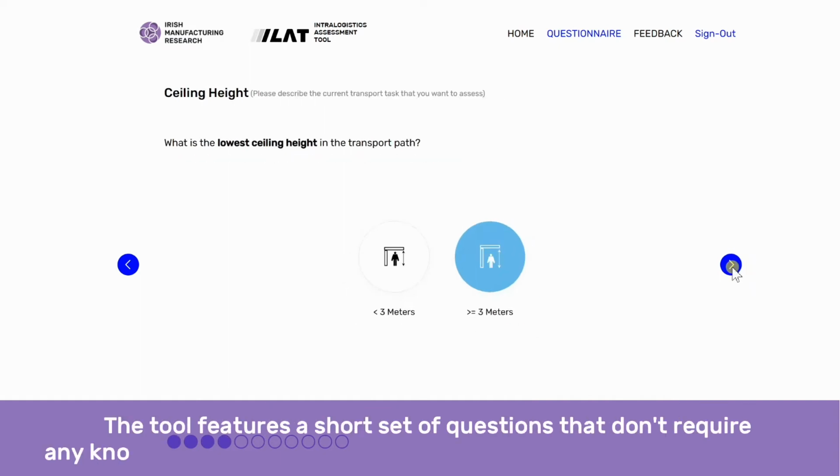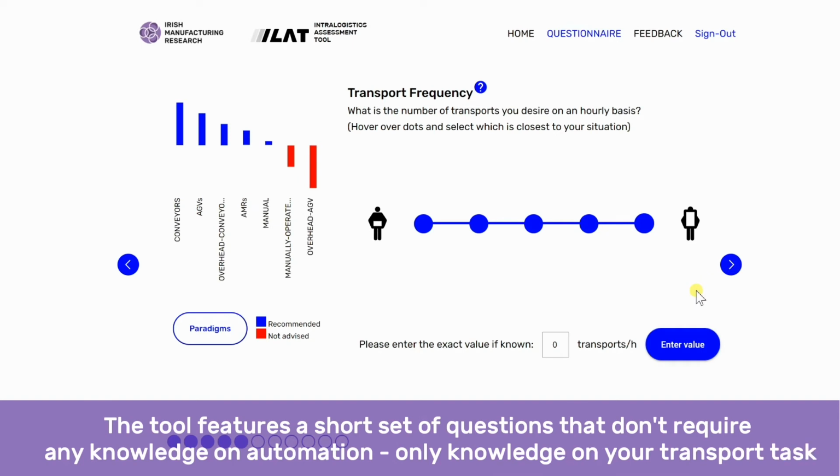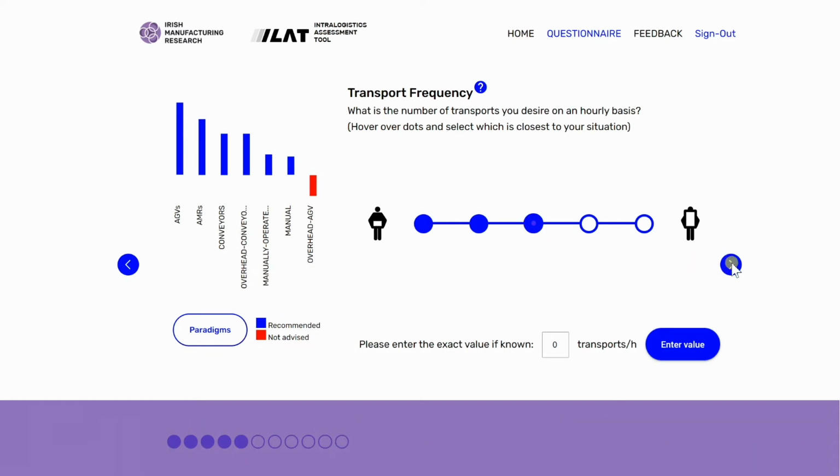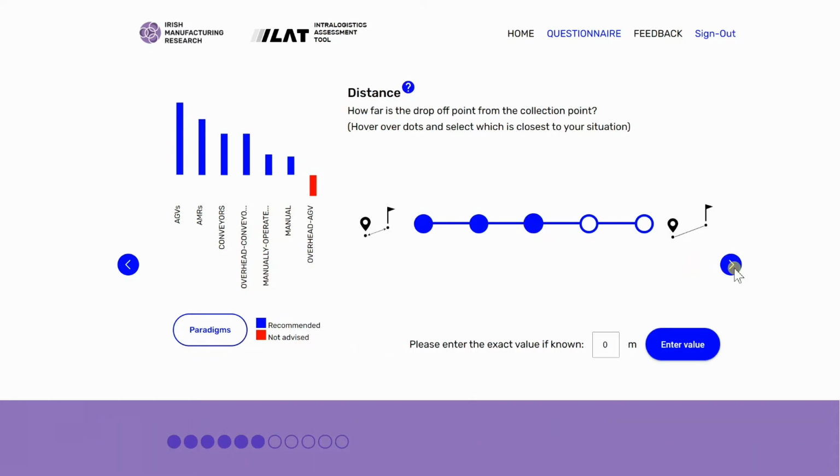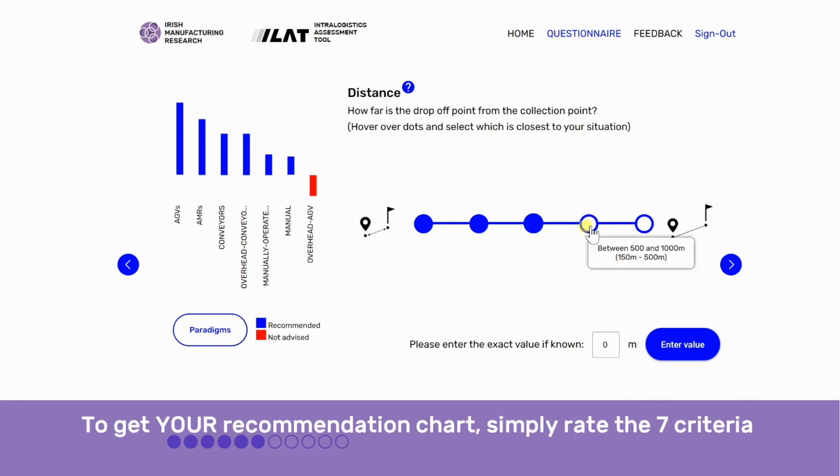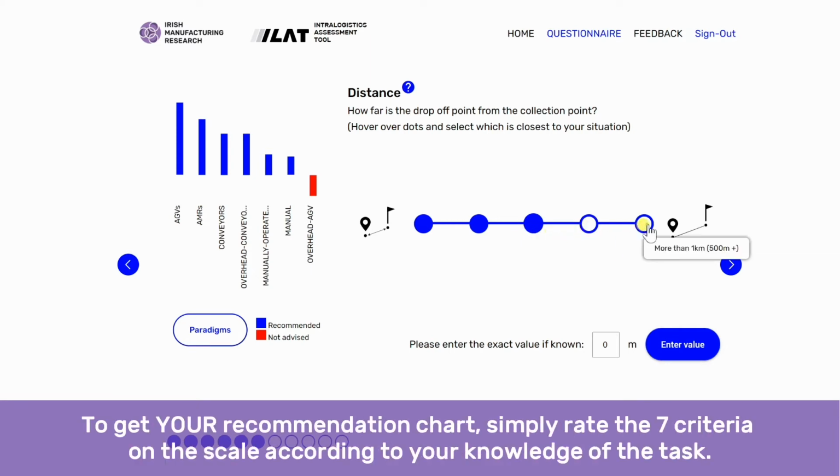The tool features a short set of questions that don't require any knowledge of automation, only your knowledge of the transport task at hand. To get your recommendation chart, simply rate the seven criteria on the scale according to your knowledge of the task.